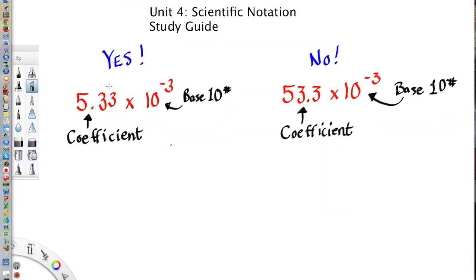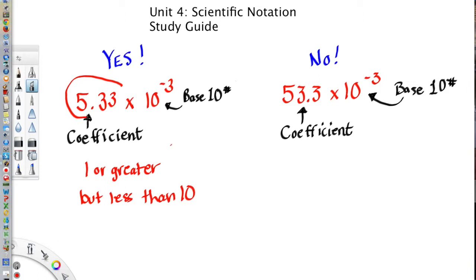Let's do a couple problems together. Let's start with the basics. First of all, in order to have a number in scientific notation, you need to have a coefficient, and the coefficient has to be 1 or greater but less than 10. When I take a look at this coefficient here, it's a good coefficient. It's 1 or greater, it's between 1 and 10.